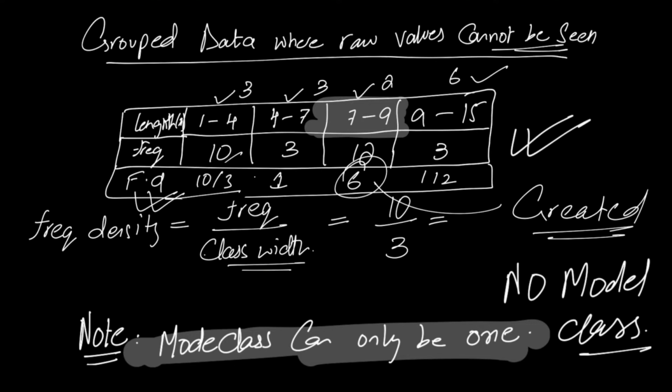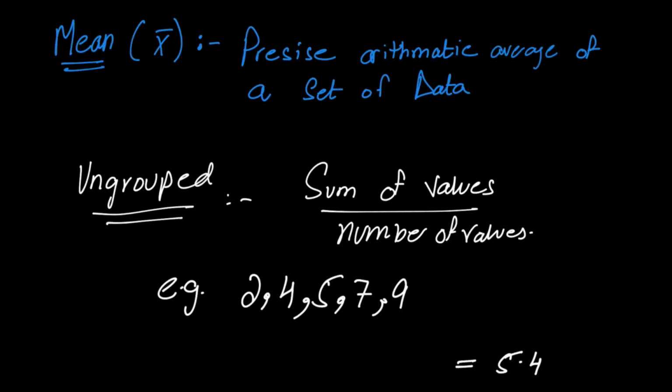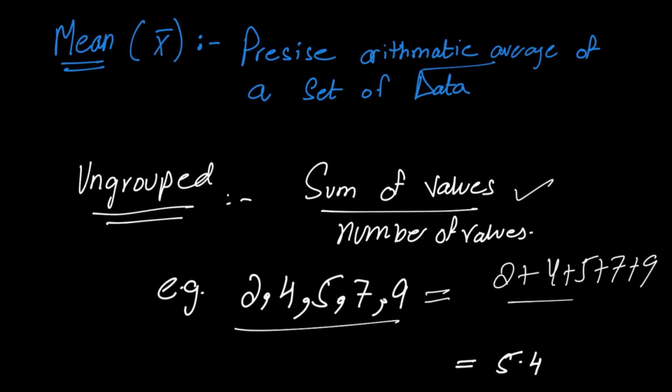Alright, now let's move forward to mean. Mean is basically the arithmetic average of a set of data. In ungrouped data, we have this many numbers. We will have the sum of all of these numbers, 2 plus 4 plus 5 plus 7 plus 9, and divide by the number of values, which is 1, 2, 3, 4, and 5, which will give us 5.4.